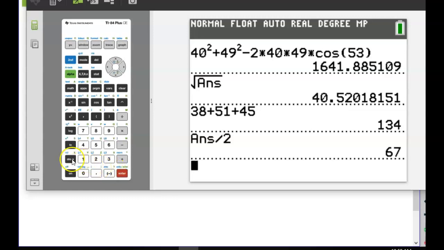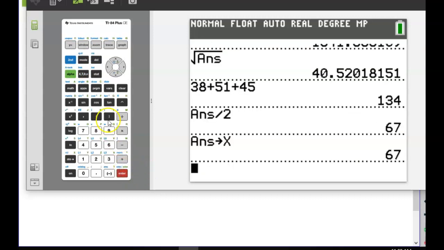We're going to use this store button over on the left here, STO. And I'm going to store it into X because that's an easy one to find. I know where the X button is. So I'm going to say store into X, enter. Now, anytime I hit X, it's going to put a 67 on the screen.